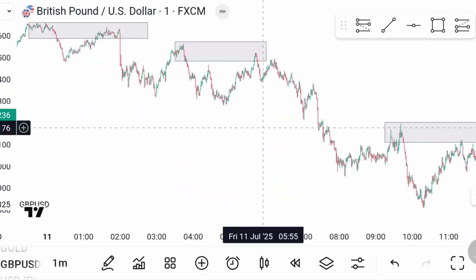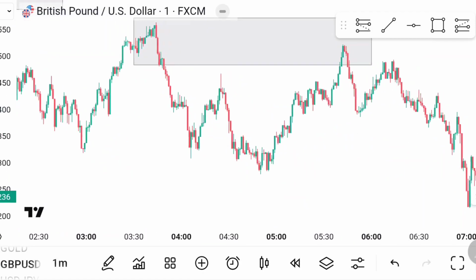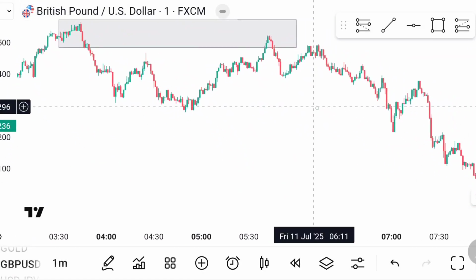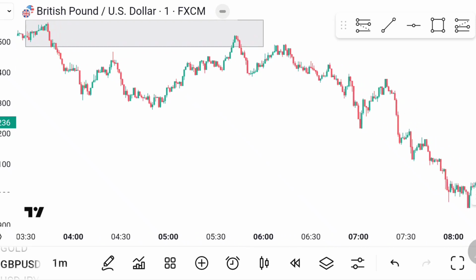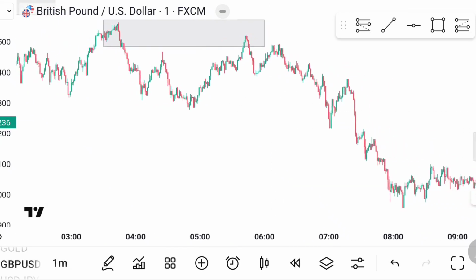Now, this is another one here. You can see in this case, there are two entry methods you could have used here.